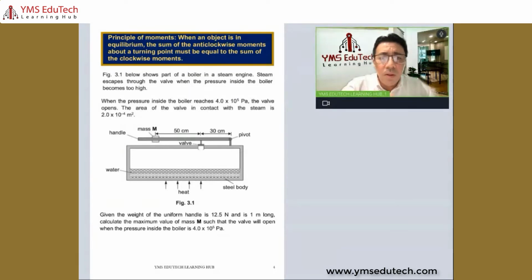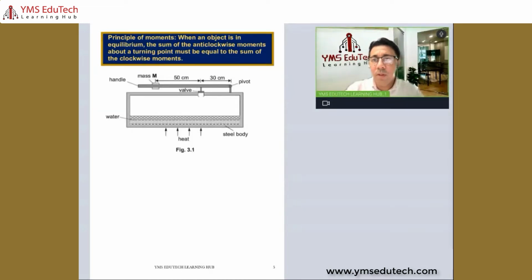Given the weight of the uniform handle is 12.5 Newton and it is 1 meter long, calculate the maximum value of M such that the valve will open when the pressure inside the boiler is 4.0 × 10^5 Pascal.